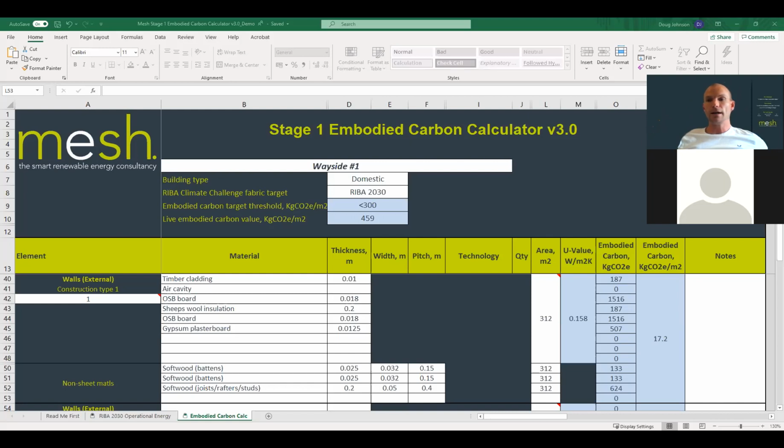Hopefully, by way of an update, that's given you a bit more of an idea of where the calculator's at, and who knows when the next version is going to come out. But hopefully not too far away, and we'll add some extra cool features in there without making it overly complicated. So for the moment, guys, I think that's probably a really good point to stop.